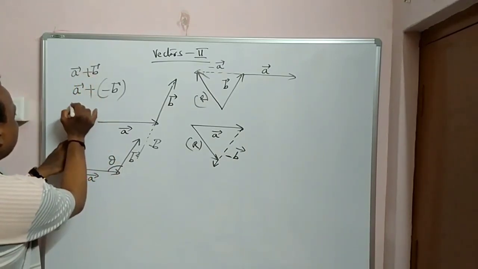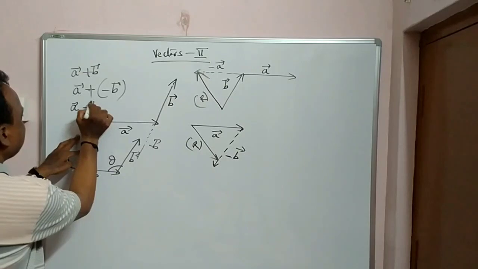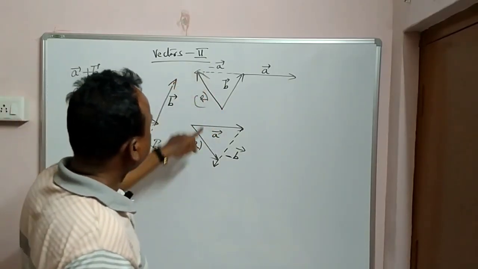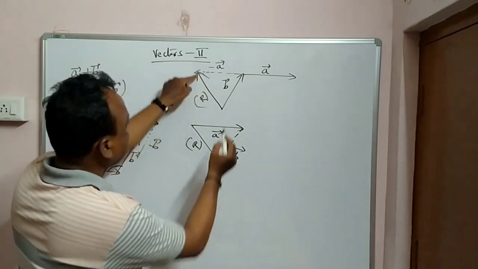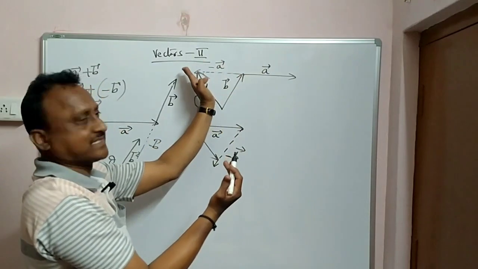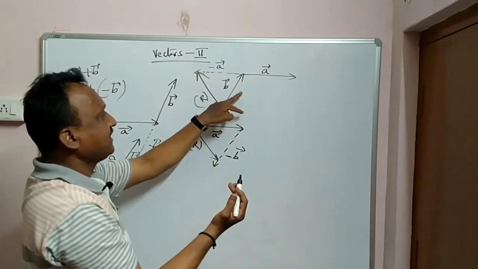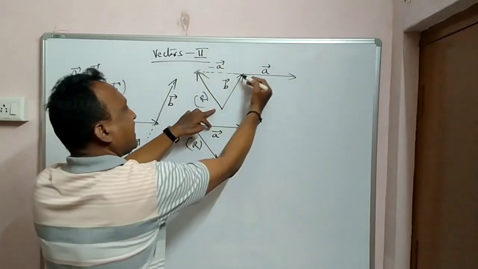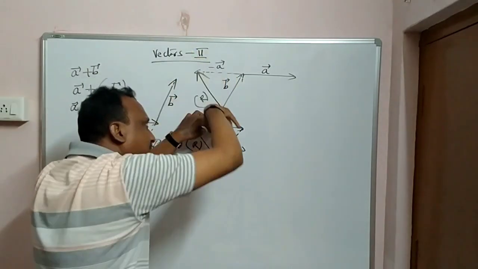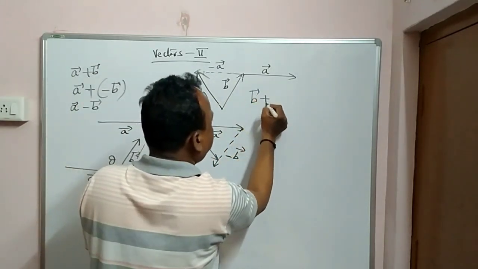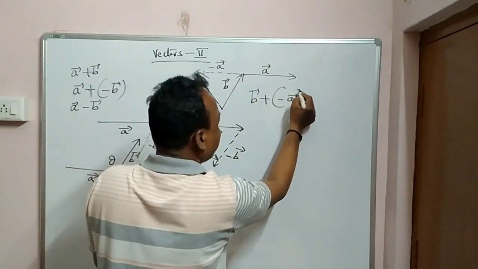Here A plus minus B means A minus B. So like this, again you can see here, this is A vector and this is B vector. What is the other side of A vector? Minus A. So here you can see minus A this side, B and A. This is one vector, this is another vector. You have to come like so, this will be a resultant. So what is the resultant here? B bar plus minus A bar.